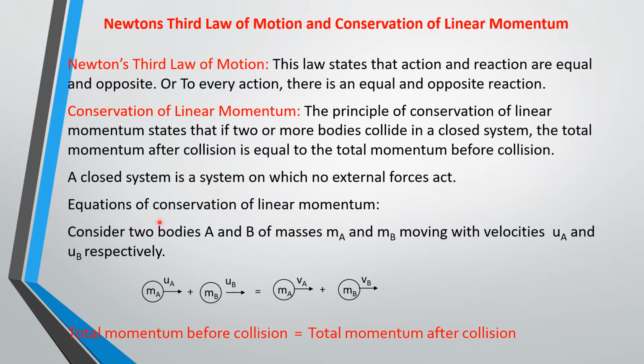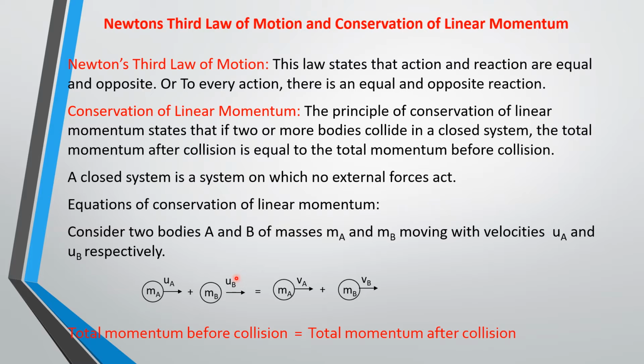So from this principle of linear momentum, if we have two bodies of mass A and B, just assuming we have two bodies of mass A and B, and each of them are moving with velocities uA and uB respectively, we know that when we stated the law and the equation of momentum, we said that momentum is equal to mass times velocity. So for each of the bodies, their momentum before collision will be mA times uA, and the one for B will be mB times uB.